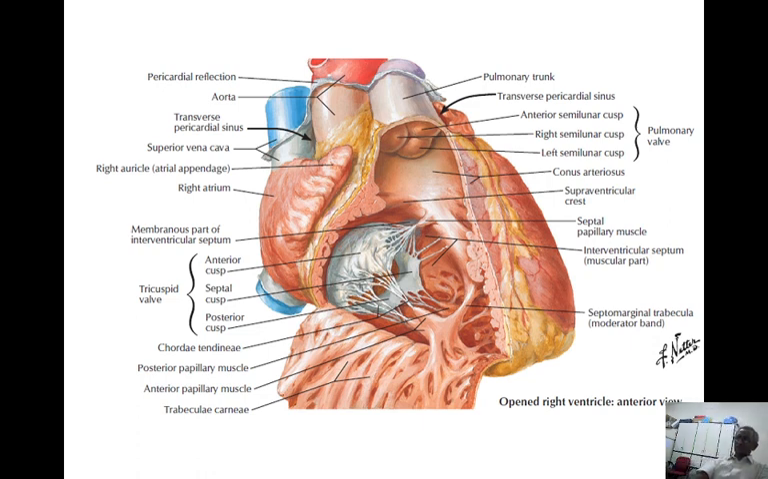cusps. And then the function is they closely approximate these three cusps tightly such that there is no leakage, there is no back push of the blood into the right atrium. So the blood will be completely pushed through the pulmonary valve into the pulmonary trunk only.